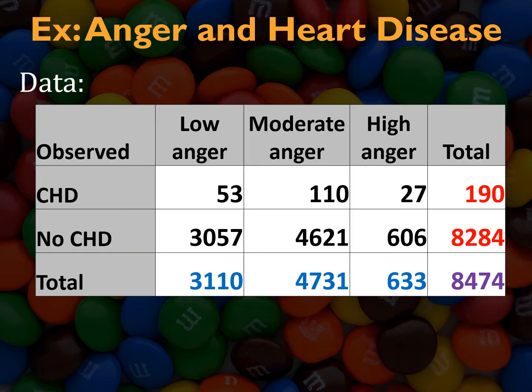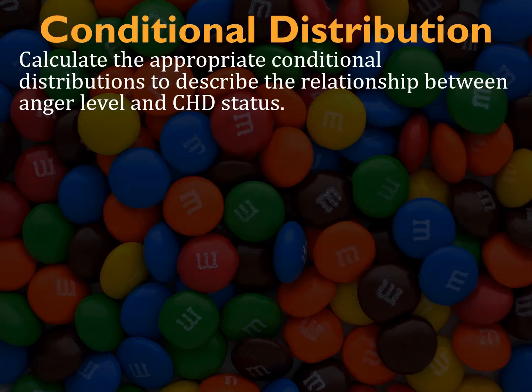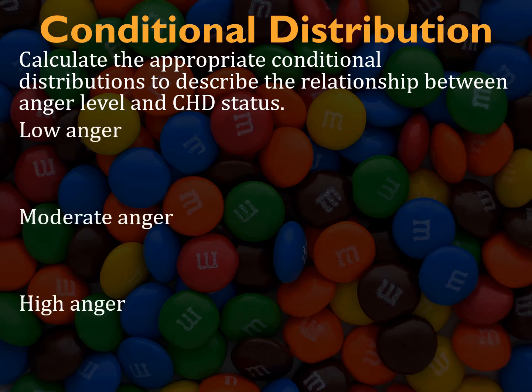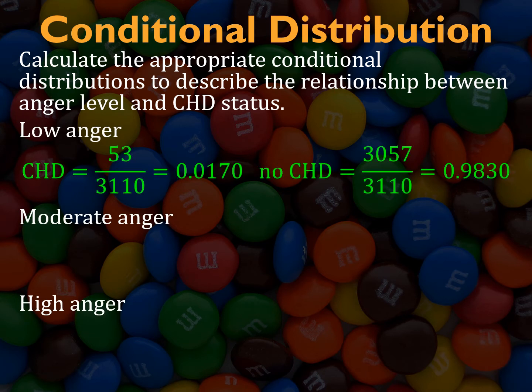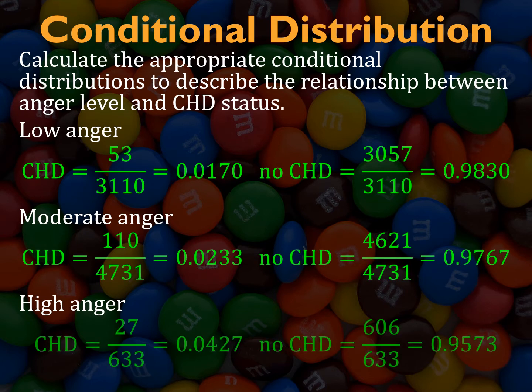Here's the two-way table that summarizes the data. You have those with coronary heart disease and those without coronary heart disease, and you have three different anger levels: low anger, moderate anger, and high anger. To calculate the conditional distributions, we need to look at the relationship between anger level and coronary heart disease status, CHD, so we're going to divide it up by anger. Among those with low anger, 53 out of 3110 got coronary heart disease, for about 0.017. Those without coronary heart disease in the low anger group is about 0.983. You can do the same calculations for moderate and high anger.